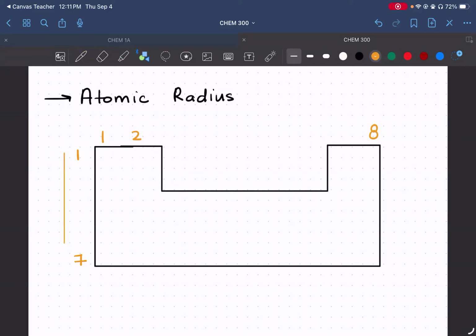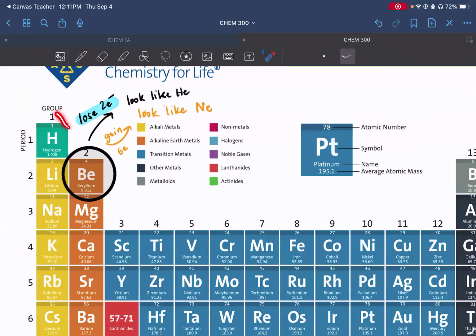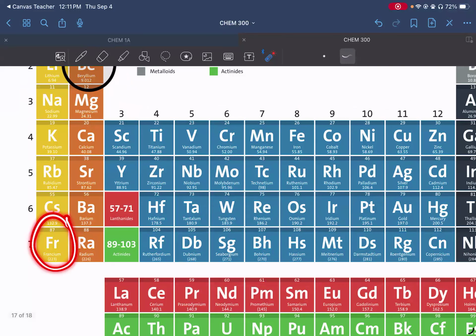Going down the group, going down periods 1 to 7, that one's easy. Going down, the atomic radius increases. That intuitively makes sense. Why? Because let's look at the number of electrons. The very first element is hydrogen and 1 electron. And the very last element in this group is francium with 87. Of course, an atom with 87 electrons is going to be bigger than an atom with 1 electron. Going down the group is intuitive. You add more electrons, you add more floors to your building, you get taller, you get bigger.